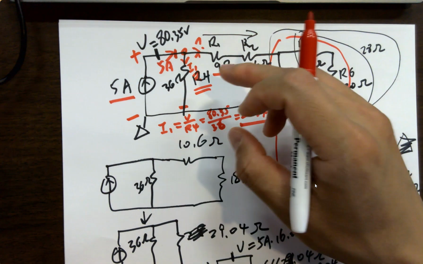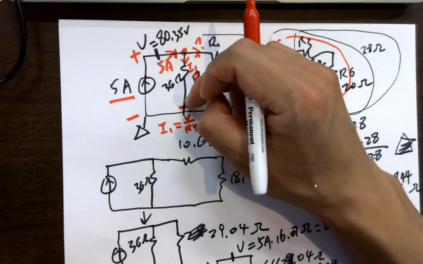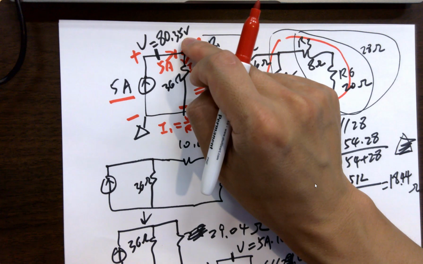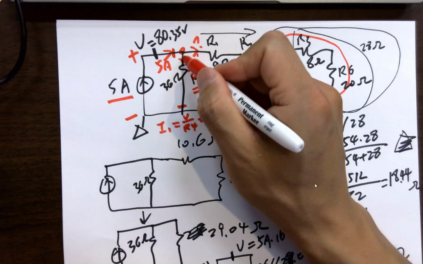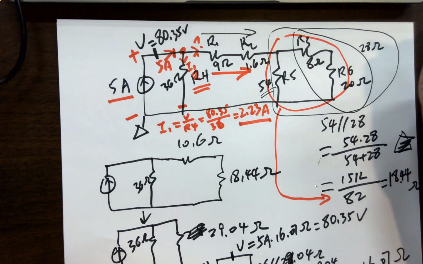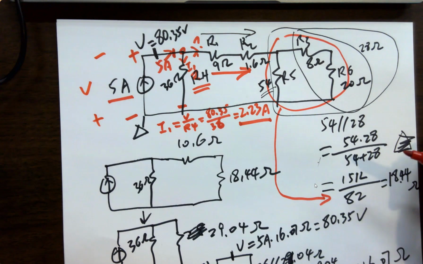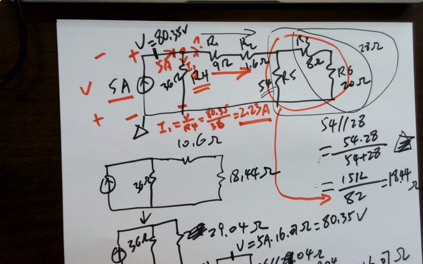So it serves my goal, because if it's flowing down, then I'm getting plus minus for the V. If I'm assuming the current is flowing up, which is also fine, you can definitely assume that. But eventually you are getting a V like this, right? And it will be negative 80.35 volts.